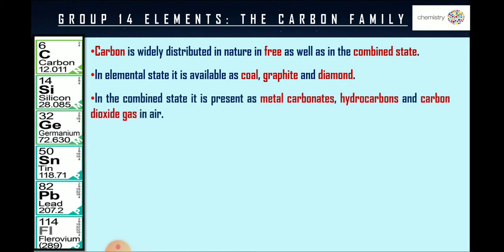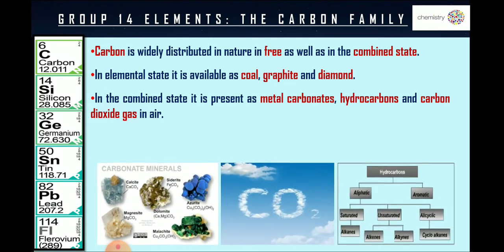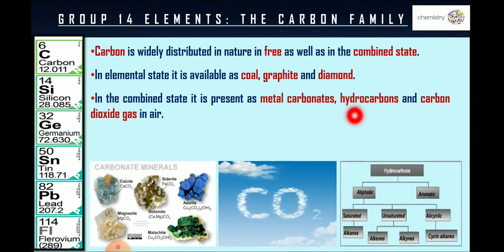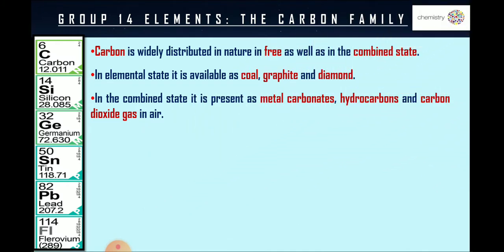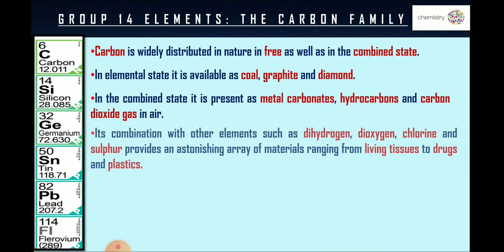Carbon is also found in the combined state. The main forms of the combined state of carbon are metal carbonates, hydrocarbons, and organic compounds. Carbon is found in the form of carbon dioxide gas in the air. These are some of the combined forms of carbon distributed in nature.